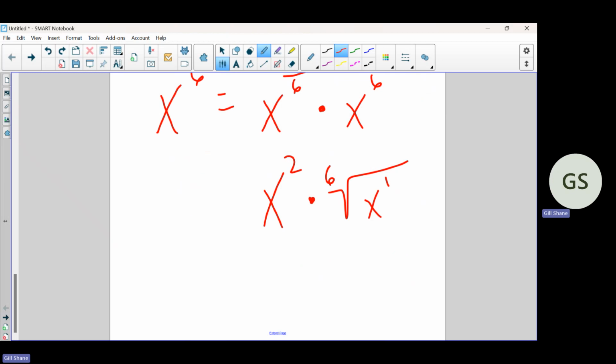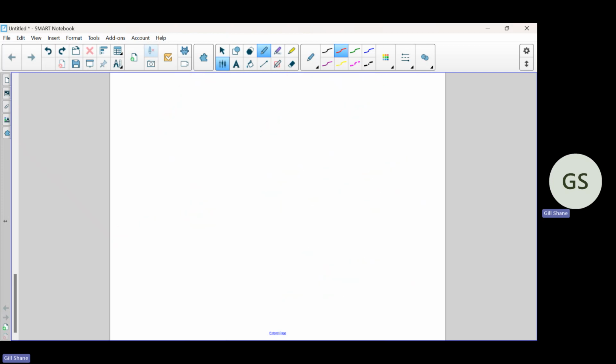You have to do this part right here. You can't leave it as an exponent because in the problem I said I want a radical expression. If you left it as an exponent, you got it wrong. I gave you some partial credit for understanding that concept, but you didn't get full credit. And then my final answer, I don't need the multiplication symbol. That would be the answer: x squared times the 6th root of x. Oh, that was longer than I wanted to spend on that, but that's fine.